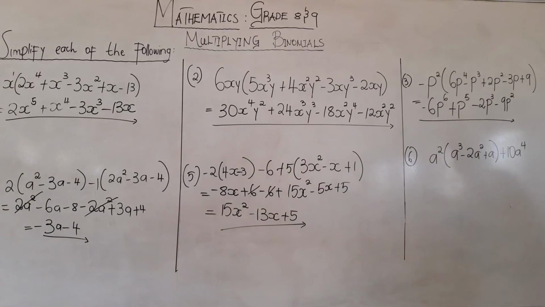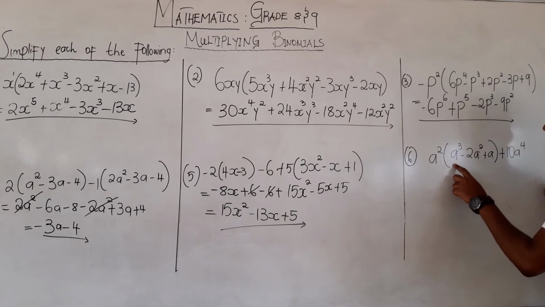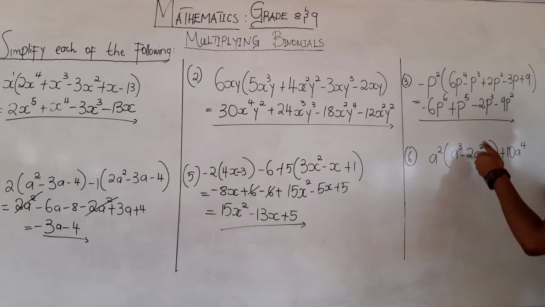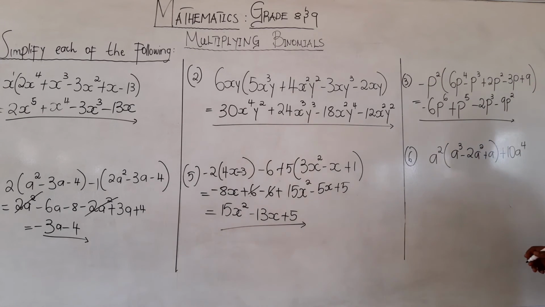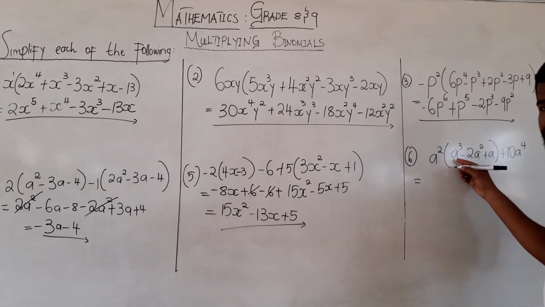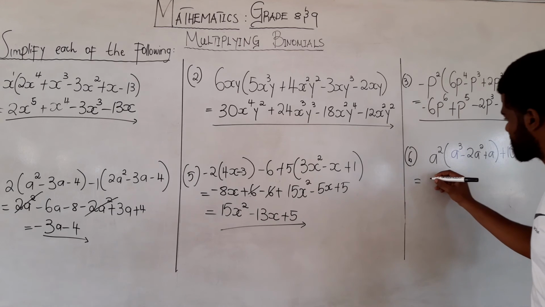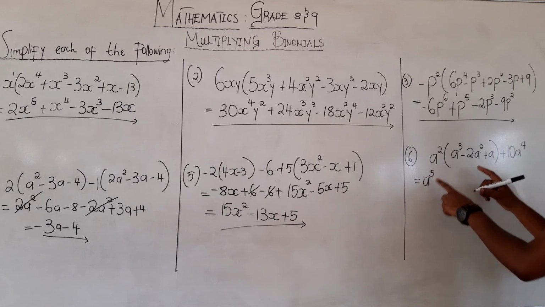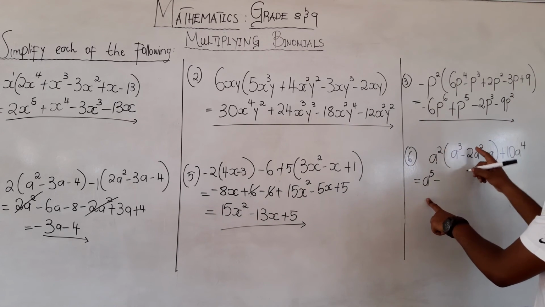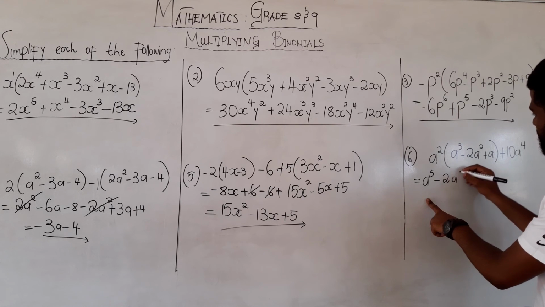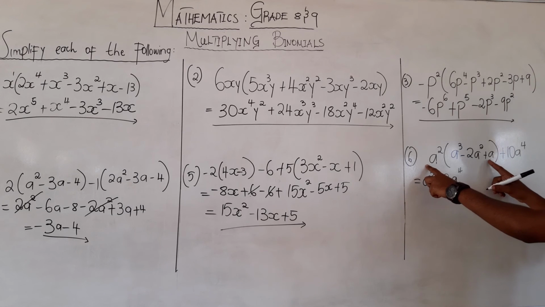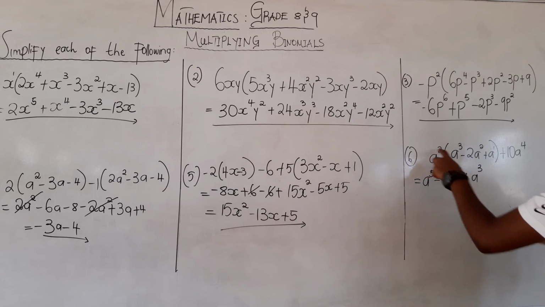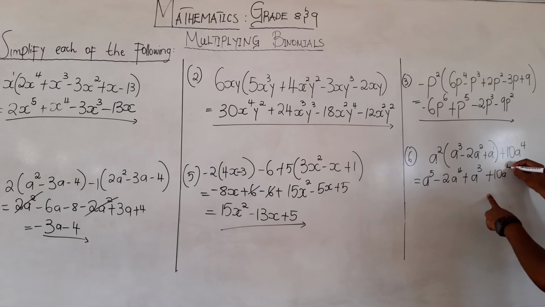Let us do our last question, which says that a squared multiplied by a cubed minus 2a squared plus a plus 10a to the power 4. This is not in line, guys. Now, a squared multiplied by a cubed, when the bases are the same, we add the exponents. Therefore, a to the power 2 plus 3 is equal to 5. A times negative 2a squared, the bases are the same, therefore we add our exponents. Therefore, it is going to become negative 2a to the power 4. A multiplied by a, our bases are the same, therefore we add the exponents. 1 plus 2 will give us 3. Therefore, it is positive a cubed plus 10a to the power 4.